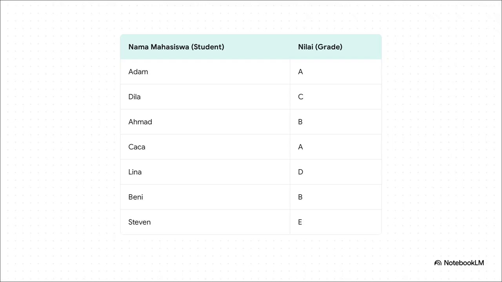Just take a look at this real-world example: student exam grades. Adam gets an A, Dila gets a C, Ahmad gets a B. The most important thing to notice here is that every single student has exactly one grade assigned to them. Adam can't have both an A and a C for the same exam. That would be chaos. This simple, strict rule is the very essence of a function.